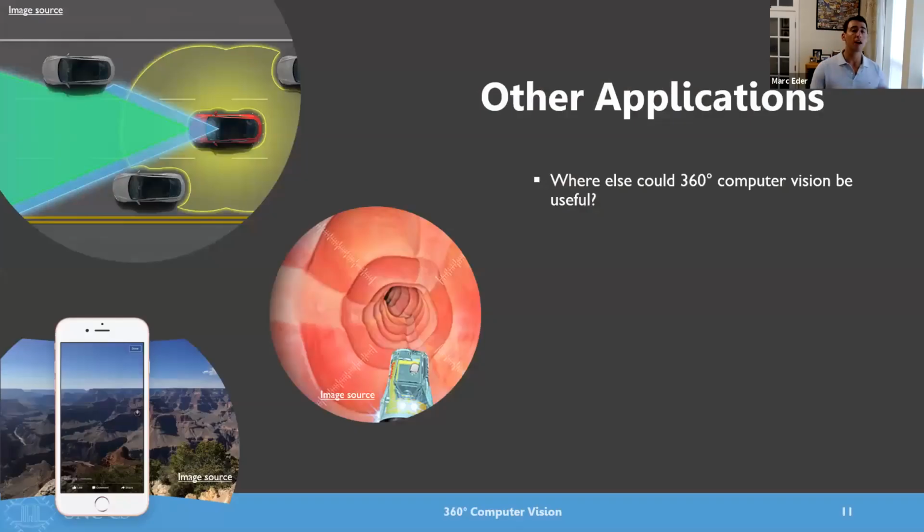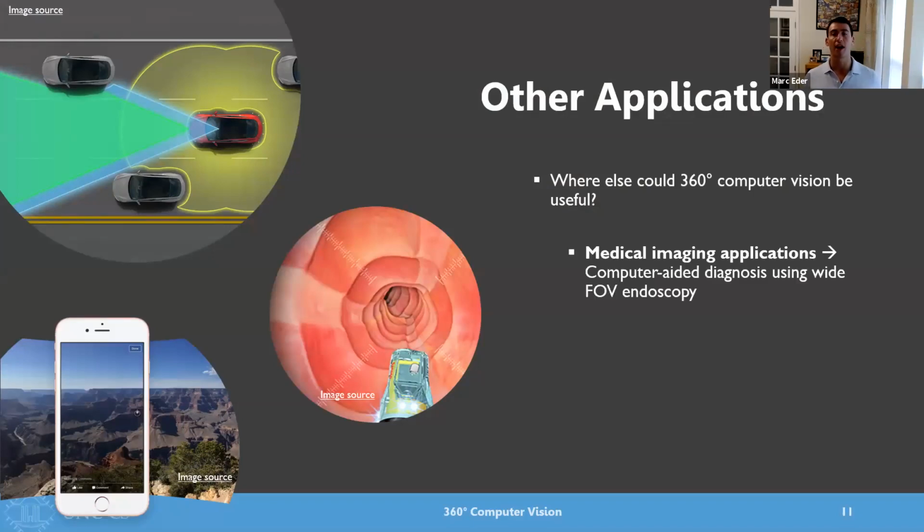So there are many other applications as well. Medical imaging applications: there are some ultra-wide field of view endoscopies that have been released, as well as some innovative ideas. There's one called the CapsoCam, which is a little capsule that you swallow, and it takes pictures, 360-degree field of view, as it passes through your system. These new technologies can expand how much a physician is able to see.